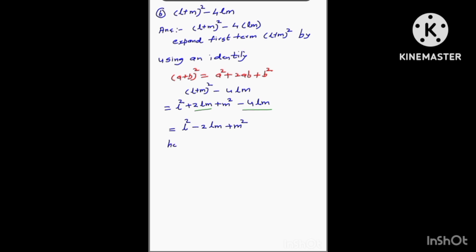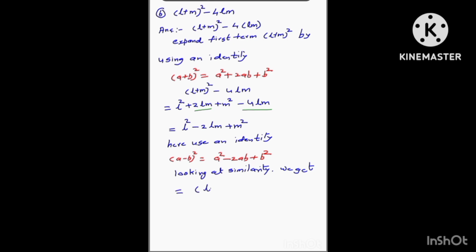Here look for another simple identity similar to the above one, only there is a change in sign. (a − b)² equals a² − 2ab + b². These identities are very simple, you can remember them easily. Looking at the right hand side, a² − 2ab + b², and l² − 2lm + m² in the expression, you will come to know this is simply (l − m)². So these are the factors, highlight these factors.